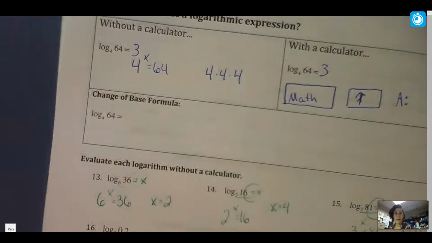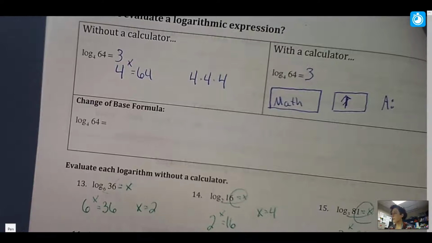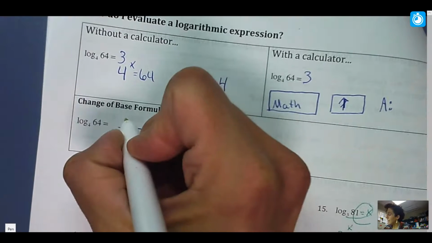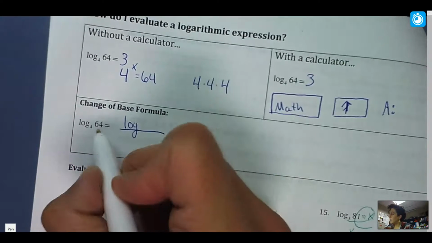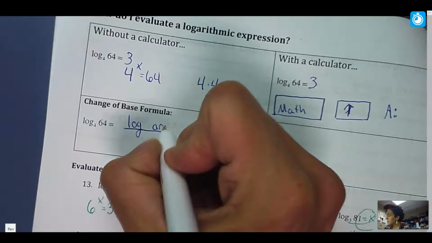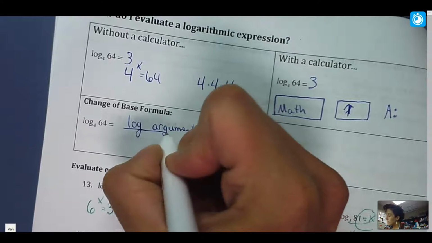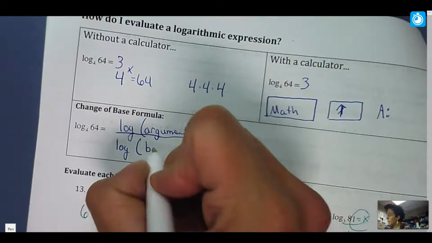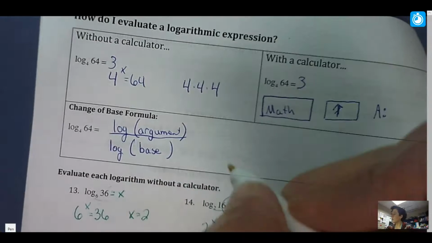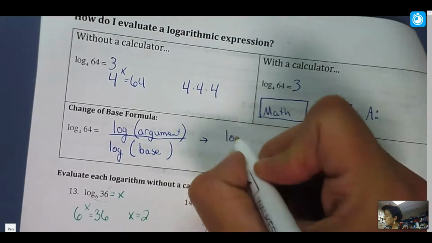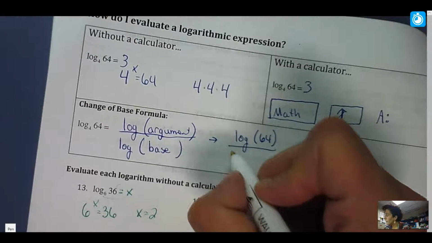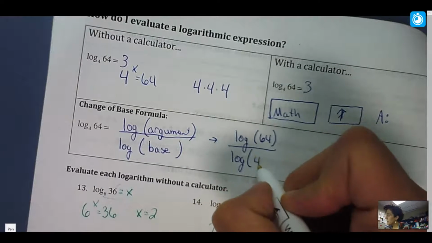Now, if you do not have an 84 calculator, then you have to know the change of base formula. Unfortunately, that's just the way it's going to go. So the change of base formula looks like this. You take the log button and put the argument on top in parentheses, and then you press the log button again and put the base number on the bottom. So in this case, I would press log, it will start parentheses for you, you'll have to close them, put the 64 in there, and then divide by log, start the parentheses, and put 4 in.